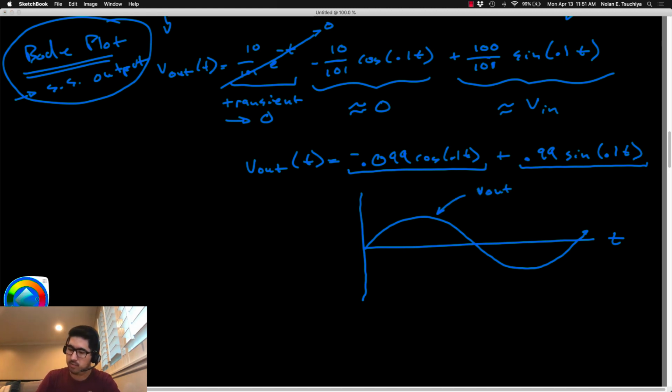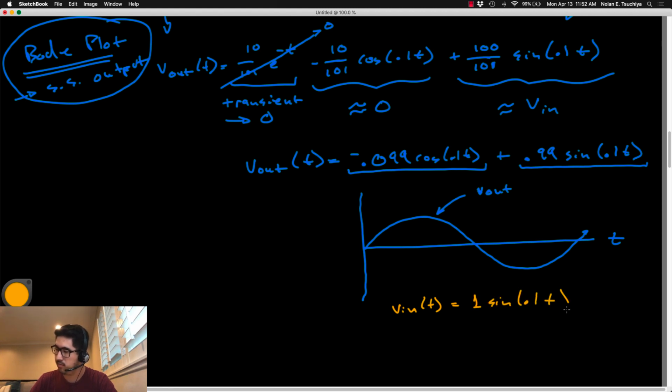Now you have to remember that V in of t was exactly equal to 1 times sine of 0.1t. So the input looks basically like this. It's almost the same. Maybe it's just slightly out of phase due to this additional cosine function in the output here, which constitutes about 1% of the total output.